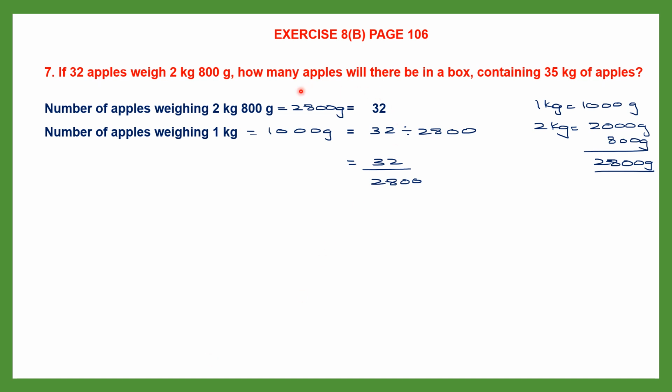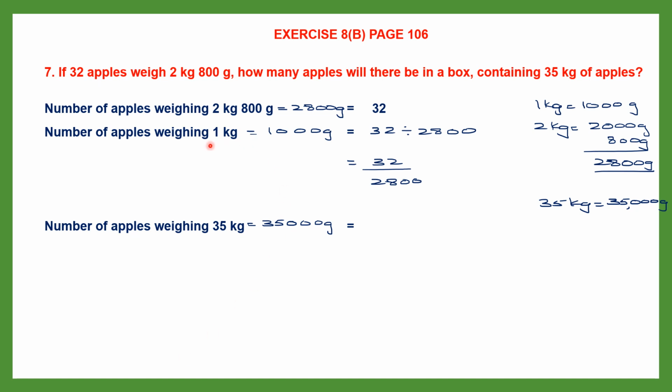Now let's go back to the question. How many apples will there be in a box containing 35 kgs of apples? So now we know for 2 kilograms 800 grams. Then we know for 1 kilogram. Now we have to find for 35 kilograms. So let's write number of apples weighing 35 kilograms. So again 35 kilograms we are going to convert to grams. So 1 kilogram is 1000 grams. So 35 kilograms will be 35 into 1000, that is 35,000 grams.